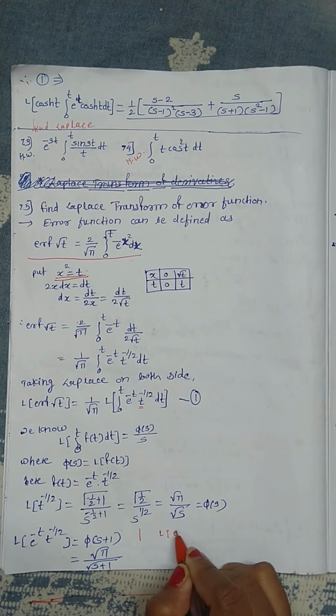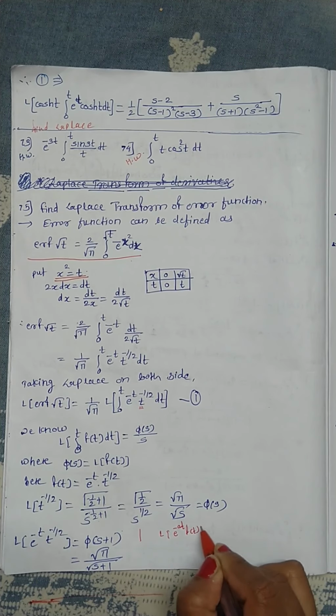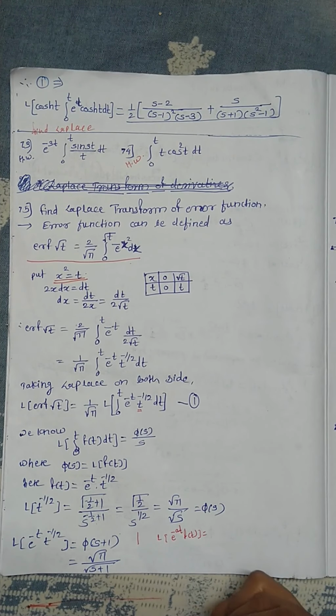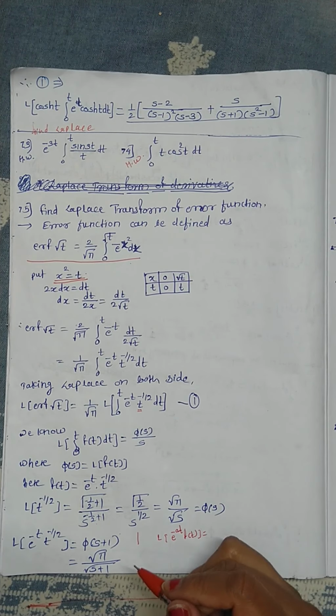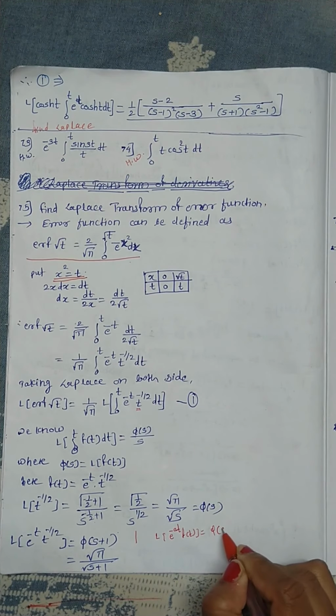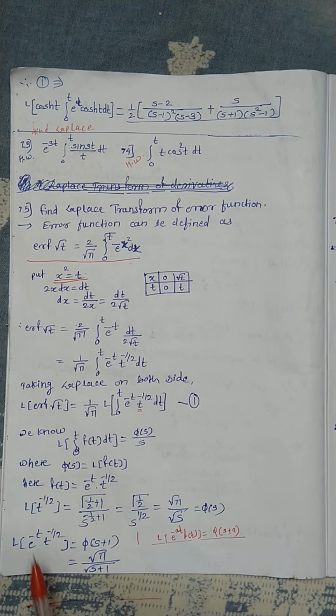L of e raised to minus at f of t, that's why minus a is there in every formula, f of t is there, phi of s is there. Accordingly we have to use the suffixes and all these things. It is a self-understood term. Okay, phi of s plus a, this is our original formula we are going to use here. That's why this is the way.